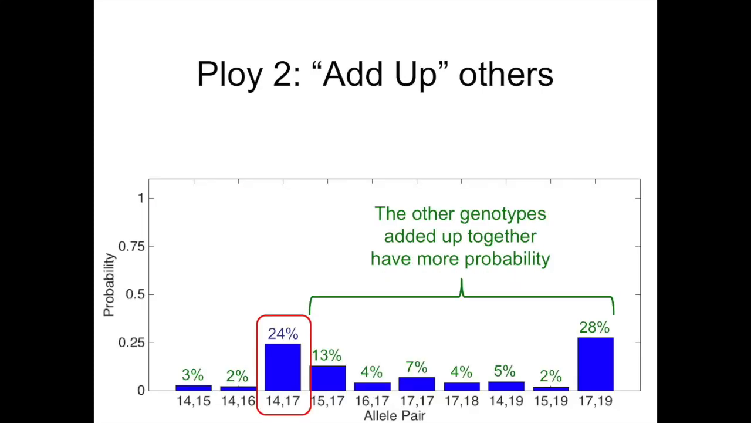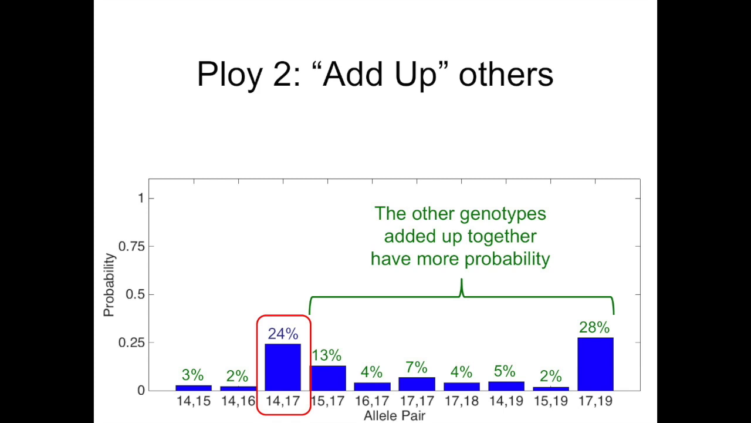Fallacy number 2, adding up all the other possibilities. This also isn't real math. Here's what's going on. Circled in red is our defendant with his 14-17 allele pair, having a 24% probability.